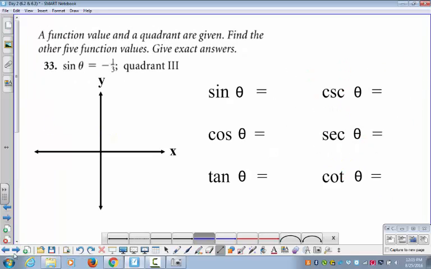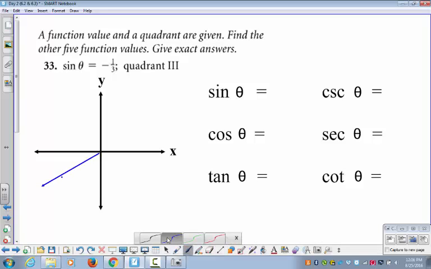All right, you guys try this one. A function value and a quadrant are given. Find the other 5 function values. I'll give you a hint. Draw a ray in quadrant 3 and put a point on it, and see if you can piece together what they're asking for.